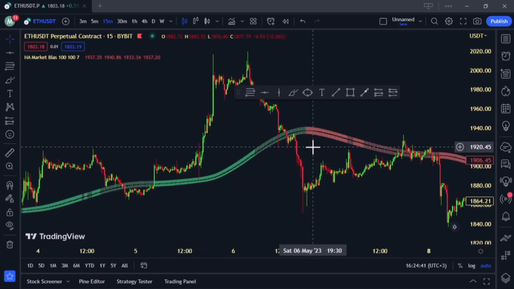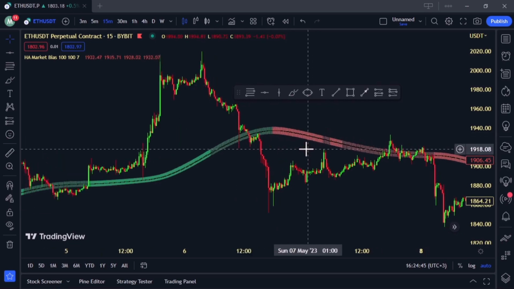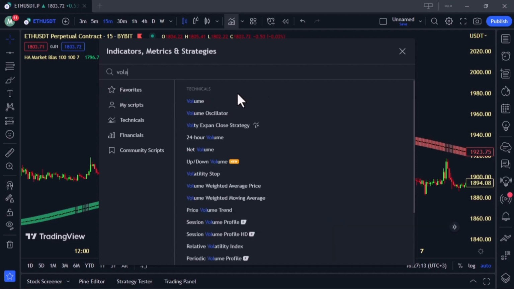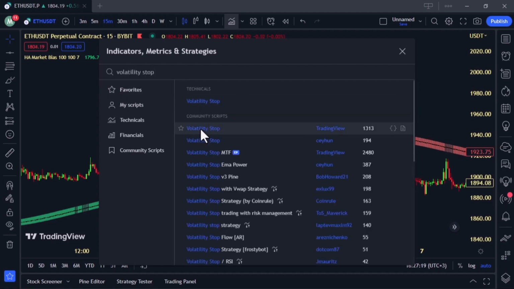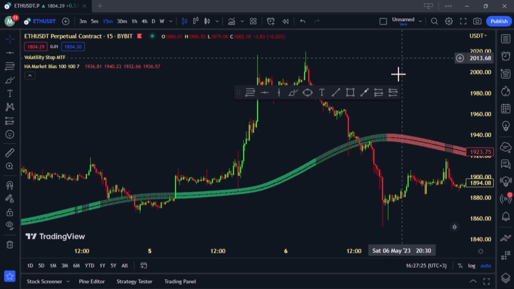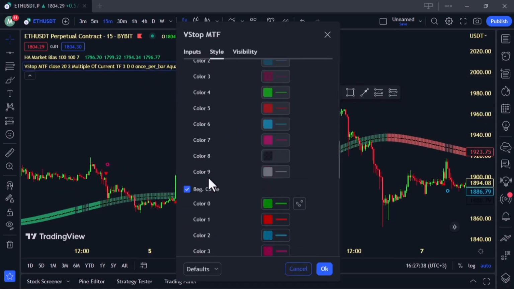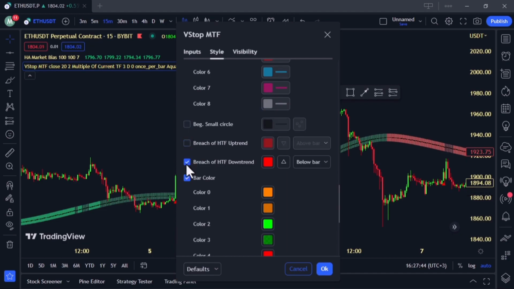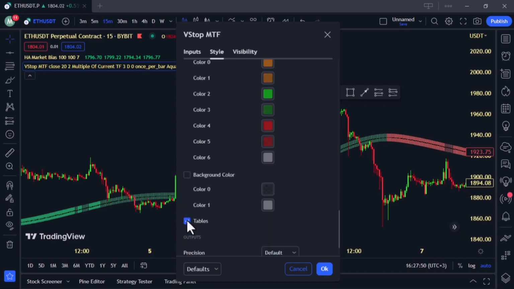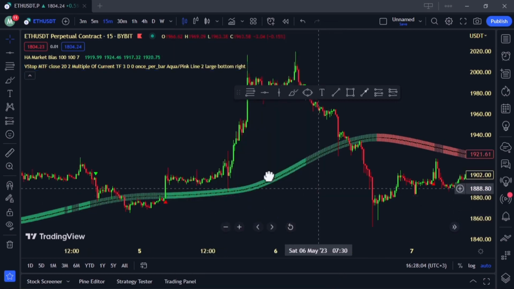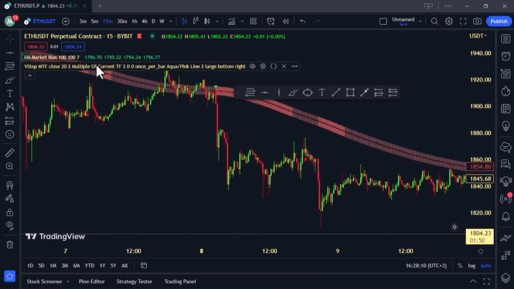But how to make that more accurate? The next indicator which I'm going to add to the chart is the Volatility Stop MTF, this one by TradingView. So I'm going to make it favorite, bring it out on the chart. So I'm going to go to the settings and I'm going to delete everything and only leave the buy and sell signals, just like that. Okay, now you have it, beautiful.